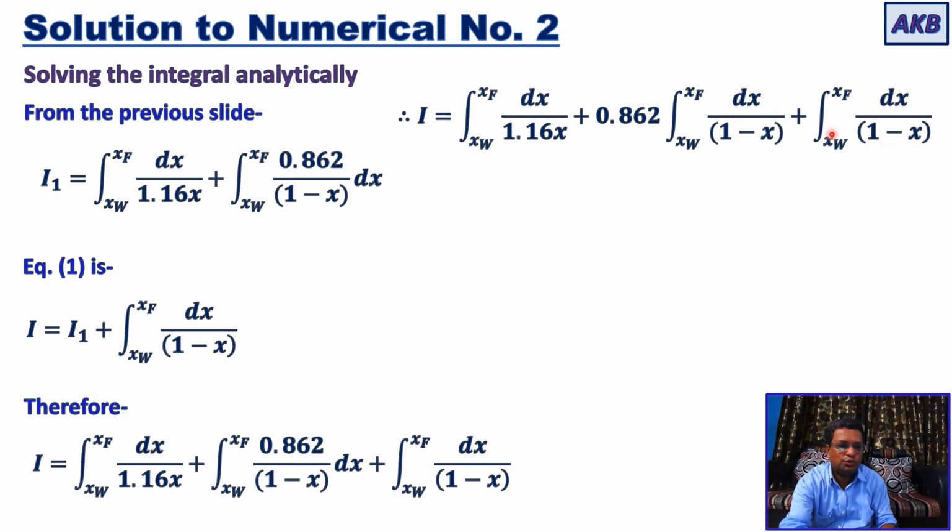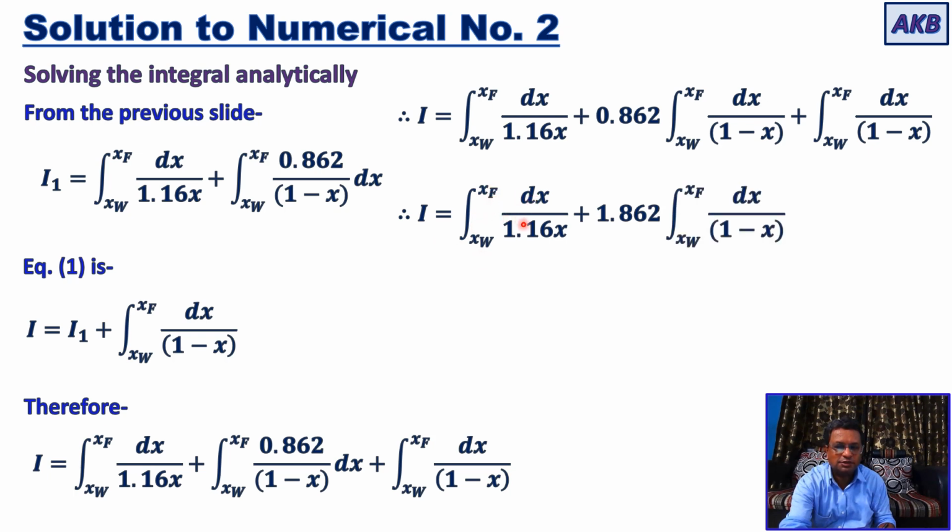So this is addition of two terms that have the same integral in it. So it is like 0.862 m plus m, so it will be 1.862 m. Are you understanding it? So I will be equal to integration from xw to xf dx upon 1.16x. So the addition of these two will give us 1.862 integration from xw to xf dx upon 1 minus x.